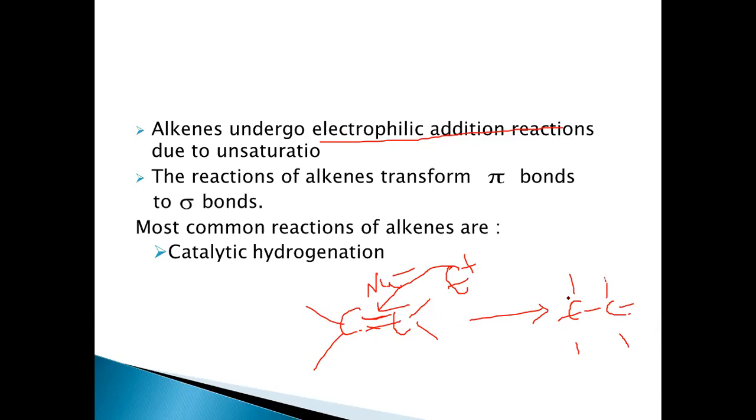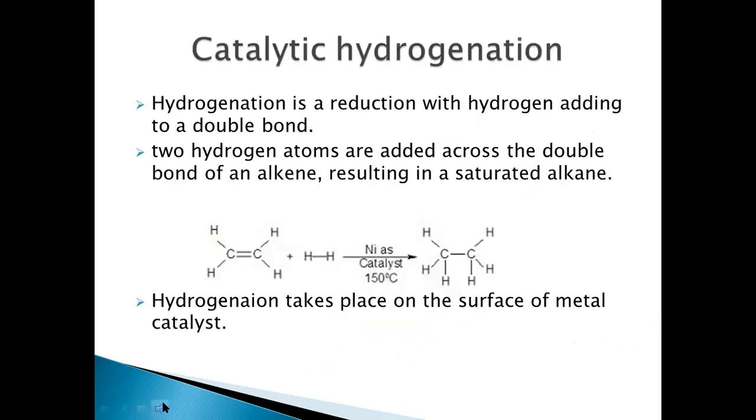So catalytic hydrogenation is the main property of these alkenes, and this pi bond which is seen here is converted into sigma bonds in the product here. Let's see this hydrogenation in detail.